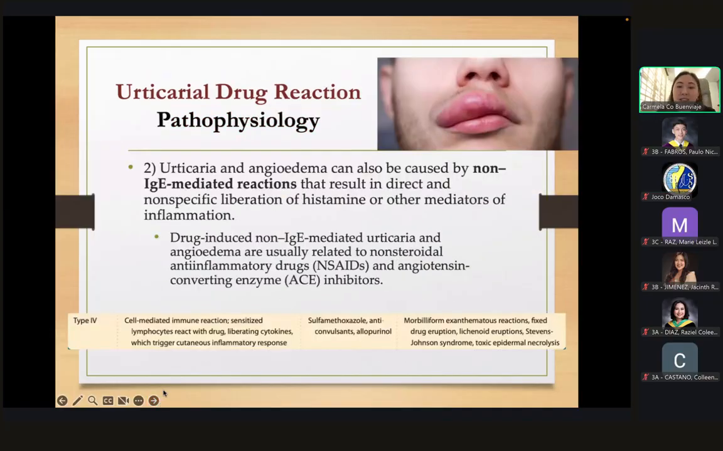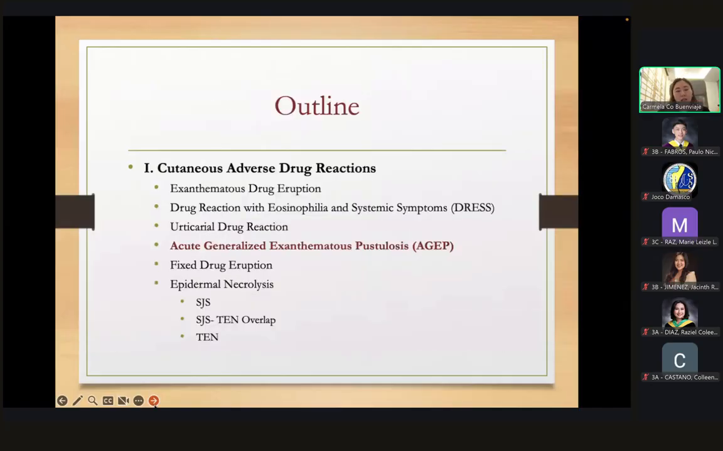But urticaria and angioedema can also be caused by non-IgE-mediated reactions. That means it can also be type 4, a delayed type hypersensitivity reaction that results in direct and non-specific liberation of histamine and other mediators of inflammation. Drug-induced non-IgE-mediated urticaria and angioedema are usually related to non-steroidal anti-inflammatory drugs or NSAIDs and angiotensin-converting enzyme or ACE inhibitors. Okay, so next, the fourth condition is acute generalized exanthematous pustulosis or AGEP.